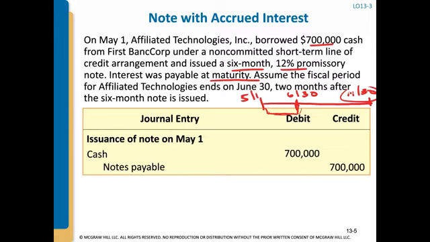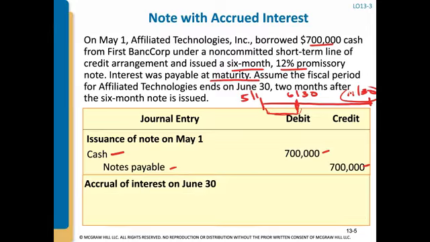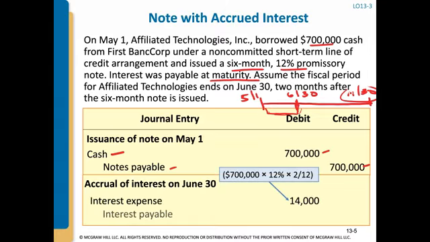So let's go through the journal entries on May 1. On May 1, the company received cash $700,000 and recorded notes payable $700,000. To record the interest on June 30th, they will take the face value of the note, $700,000, times the interest on the note, and that is an annual interest rate of 12%. But we are only accruing interest for the 2 months, from May 1 to June 30th. So only 2 months out of the 12-month year.